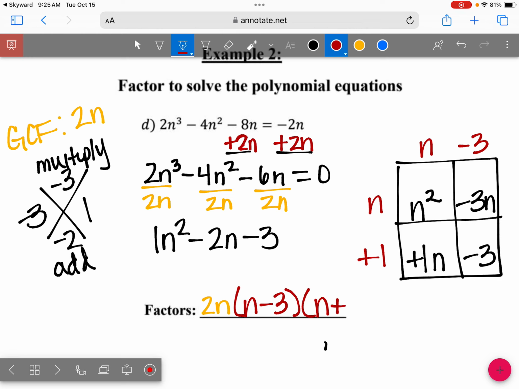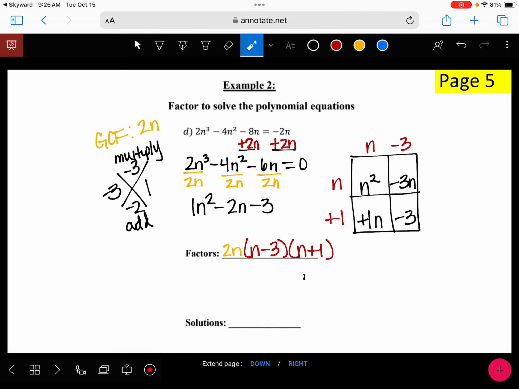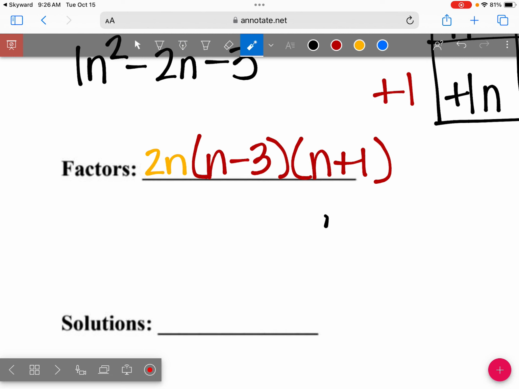But this one is a little bit different though. If I go back to this example, notice that for this last one, we didn't have an n. That's why we didn't have to set this one equal to 0 because it didn't have a b. I'm sorry, we used a different letter. But for question D, all three factors have a variable. So we got to set all three of these equal to 0. We have to set this equal to 0. This needs to be set equal to 0. And this needs to be set equal to 0. So let's go ahead and do that.